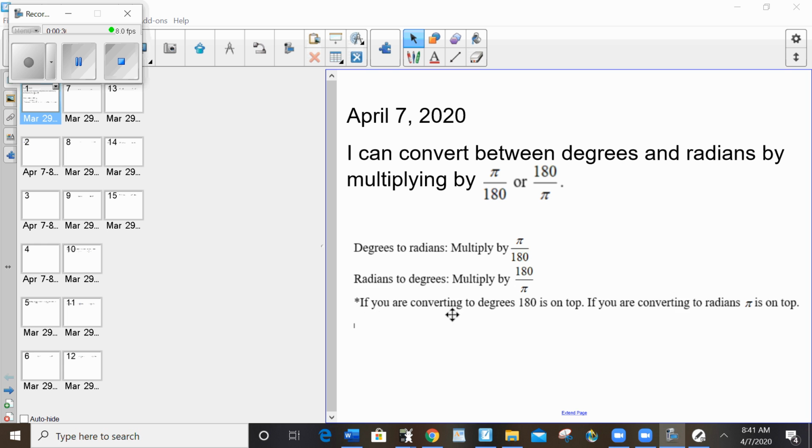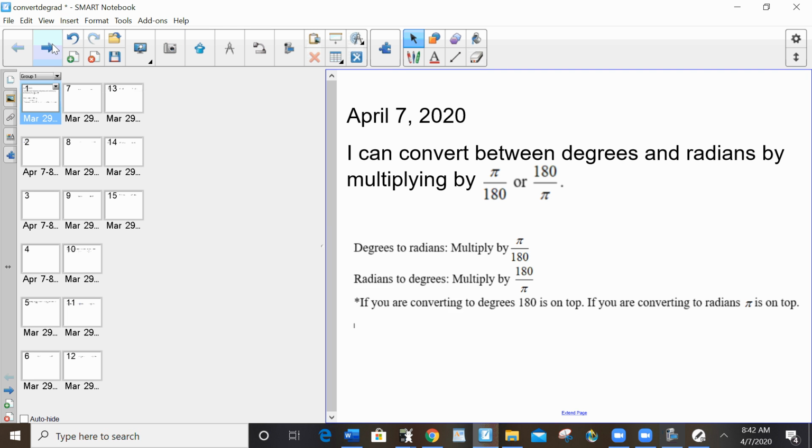Basically, if you're converting to degrees, when you think of degrees, you think 180, so 180 is on top. If you're converting to radians, which we haven't talked too much about yet, you saw it a little bit last year, then pi is on top. So if you're going to degrees, 180 is on top, 180 over pi. If you're going to radians, pi is on top, pi over 180. Let's take a look at a few examples.